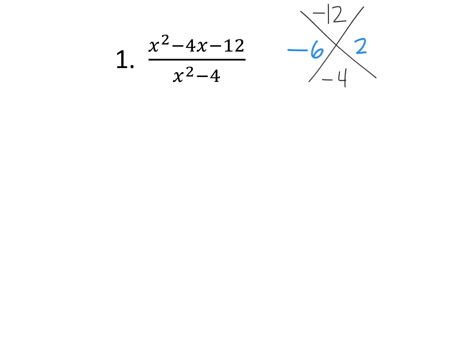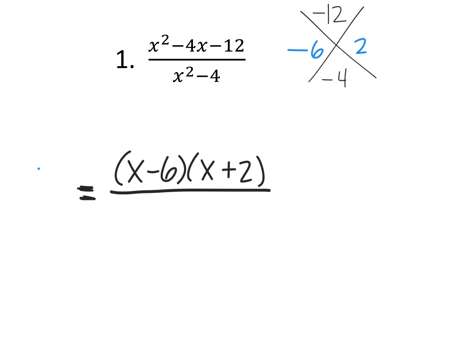Okay, so we take those numbers and we are rewriting this expression. Again, something you've done before. So the top factors into x minus 6, x plus 2. Why am I allowed to go right to parentheses? A is 1, x squared.